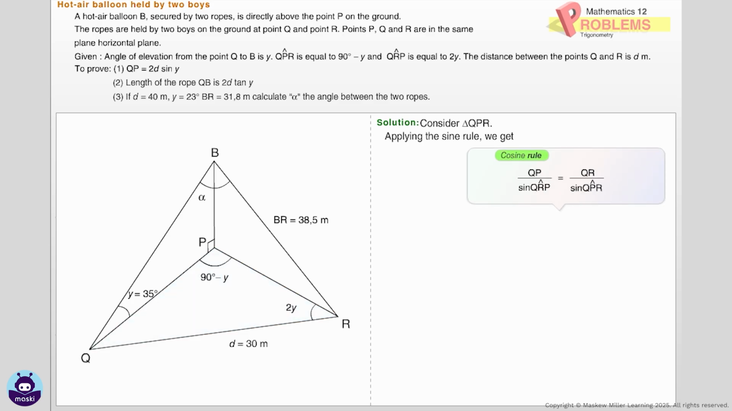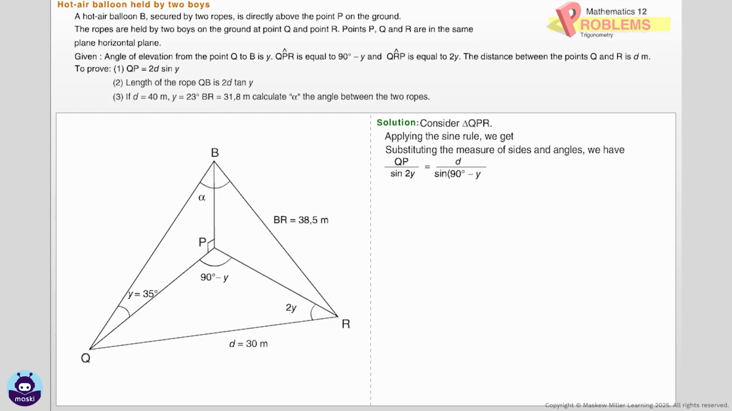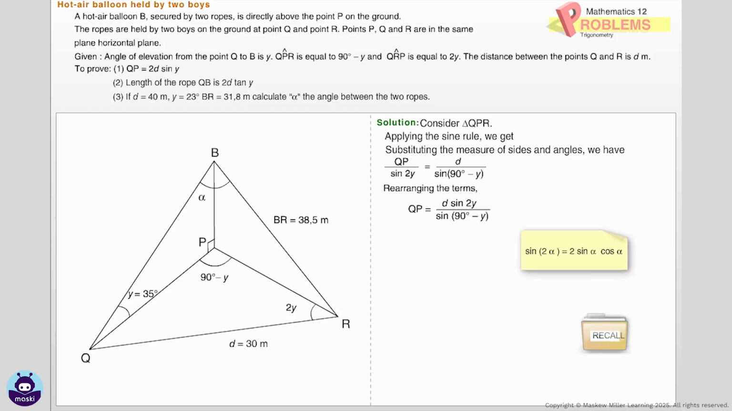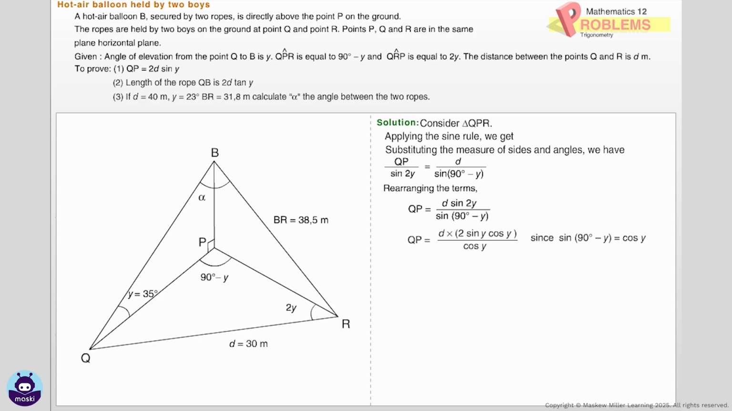Applying the sine rule, we get QP over sine angle QRP equals QR over sine angle QPR. Substituting the measure of sides and angles, we have, rearranging the terms, recall the double angle identity for sine. Applying this identity for sine 2y, QP equals d times 2 sine y cos y over cos y, since sine 90 degrees minus y equals cos y. Dividing the numerator and the denominator by cos y, we get QP equals 2d sine y.